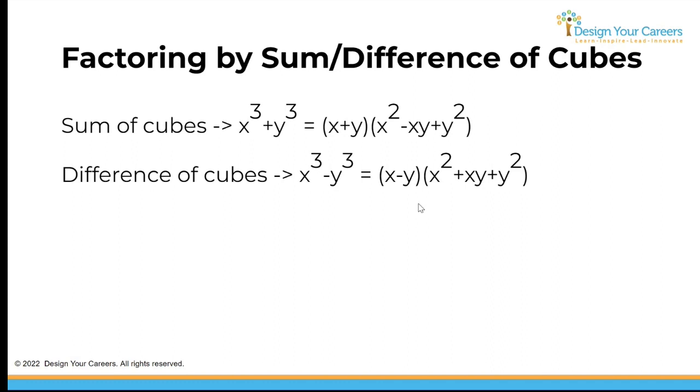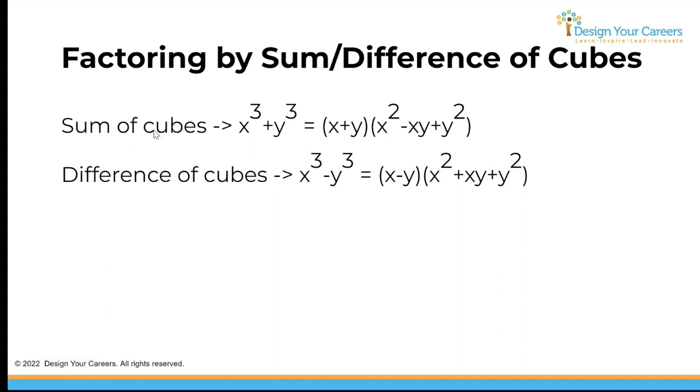Okay, so the first parentheses will have x minus y, right? Because it's difference of cubes, you're doing something minus another. So you'll have x minus y, again, that's the cube root of x cubed minus the cube root of y cubed. So x minus y in the first parentheses. And in the second parentheses, you'll square this x, right? And then you'll add, okay?